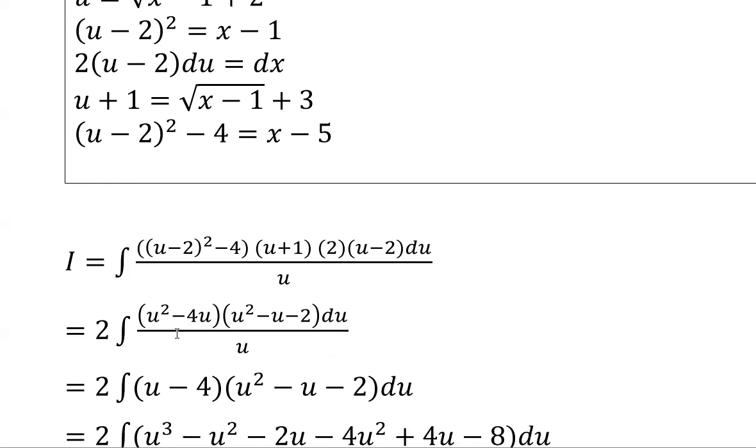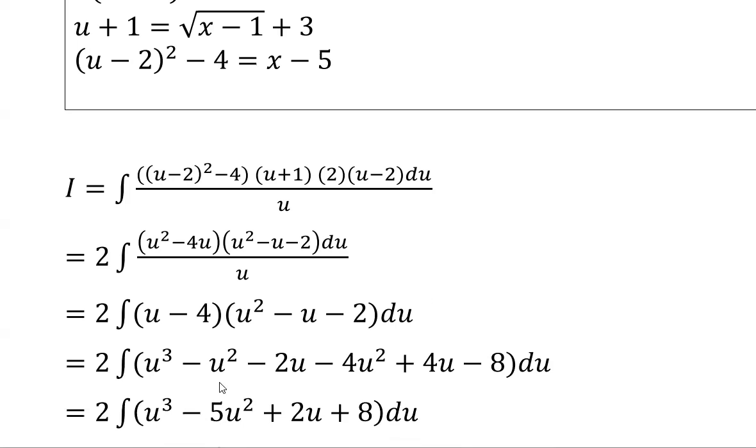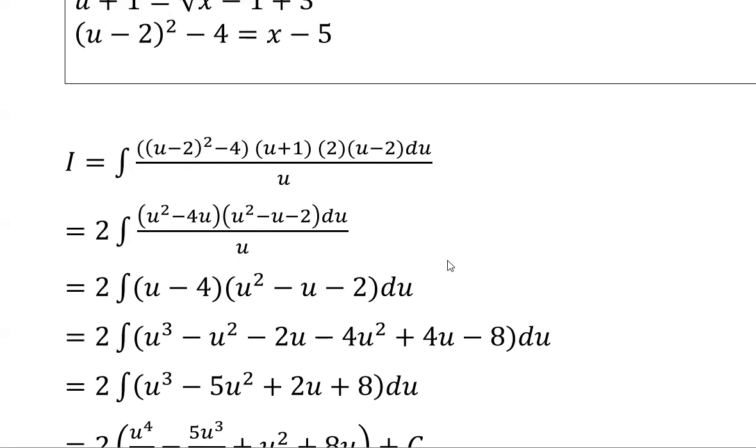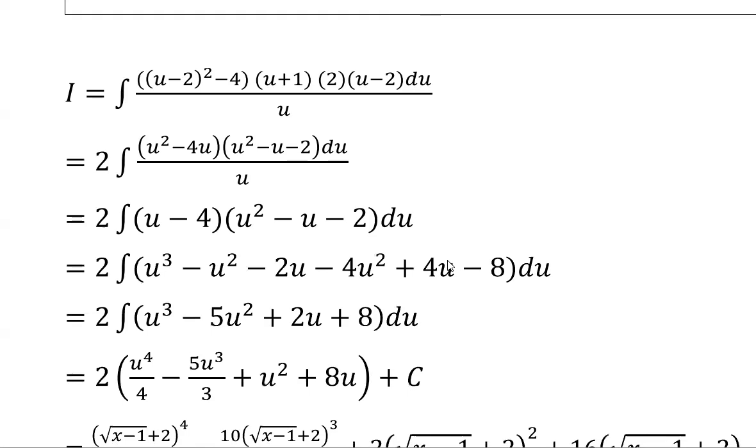That was easy. Okay, now I distributed this u minus 4 to this u squared minus u minus 2. That's u cubed minus u squared minus 2u minus 4u squared plus 4u minus 8. Okay, combine like terms. You get u cubed minus 5u squared plus 2u plus 8. So after that substitution and cleaning the integrand up, it became a nice polynomial, which we know how to integrate, which is the power rule. So I do the power rule here to get a plus c, and then we back substitute that u definition, u equals the square root of x minus 1 plus 2.